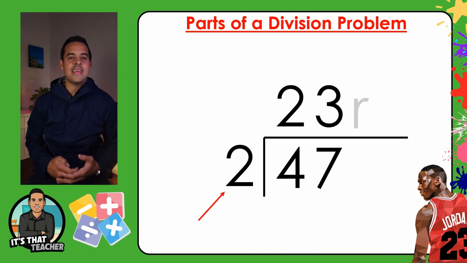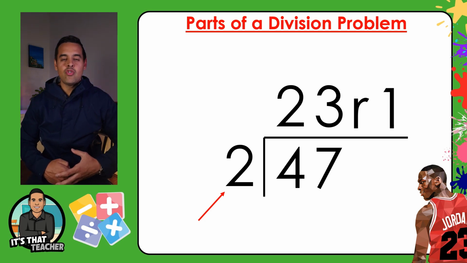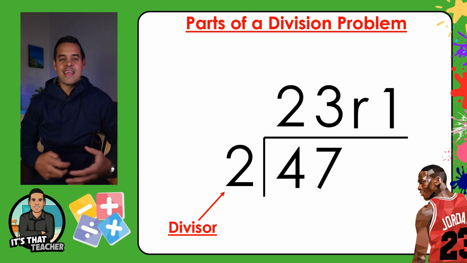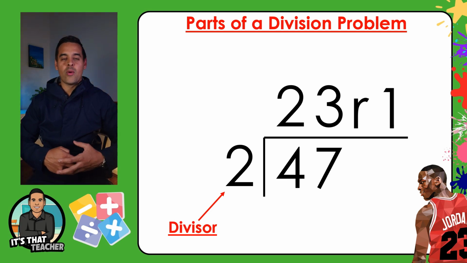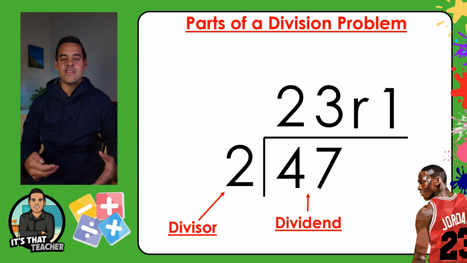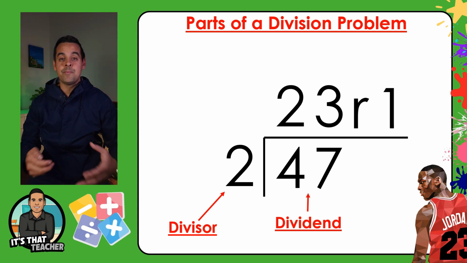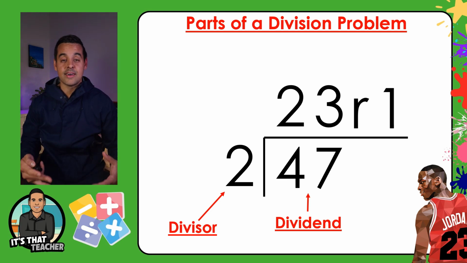So you can see here that we have 47 divided by 2. Now, the 2 here is called the divisor. That is the number we are going to use to divide another number. The 47 is called the dividend. That is the number that is going to be divided by the 2, or be divided by the divisor, okay?